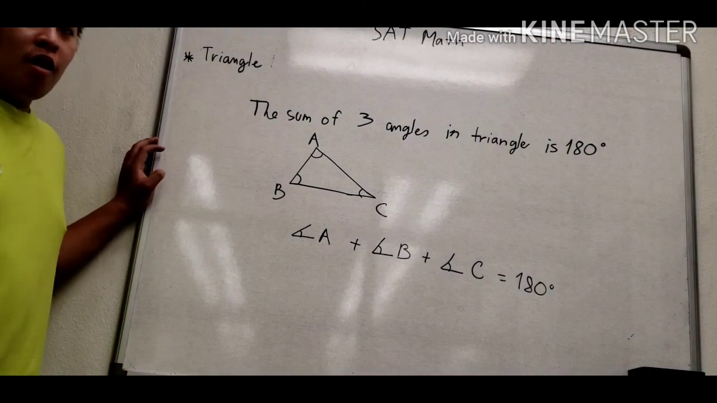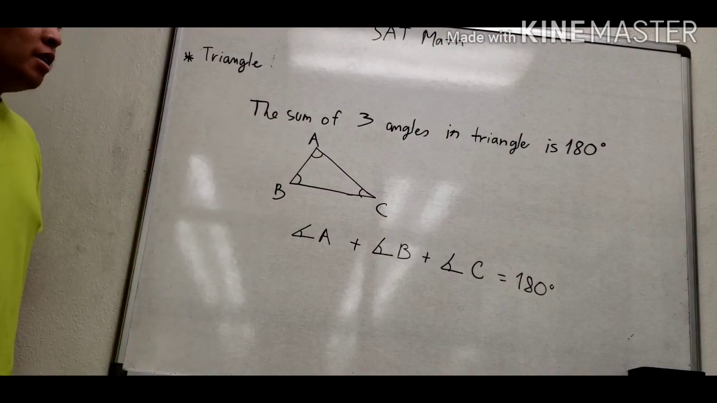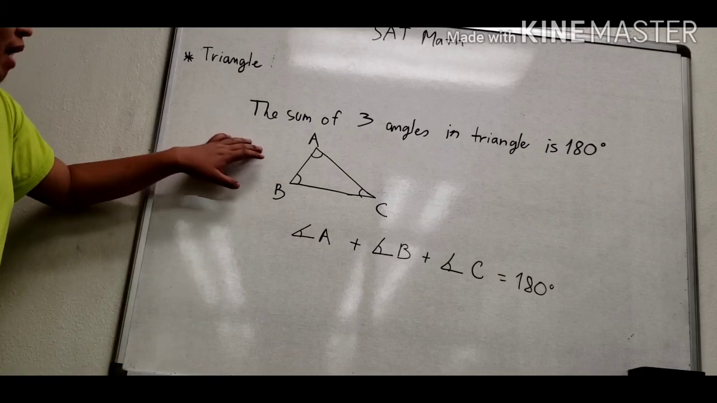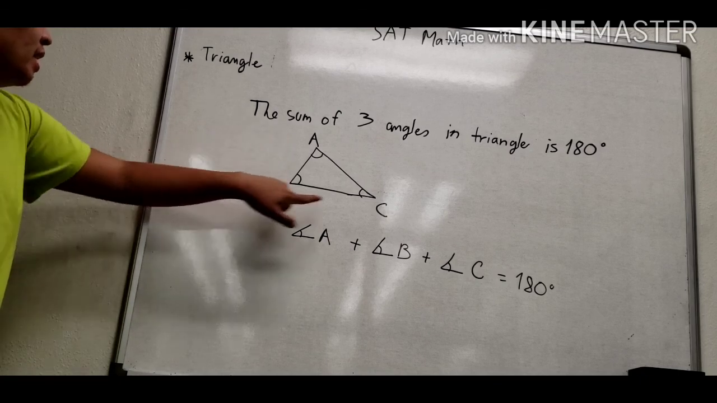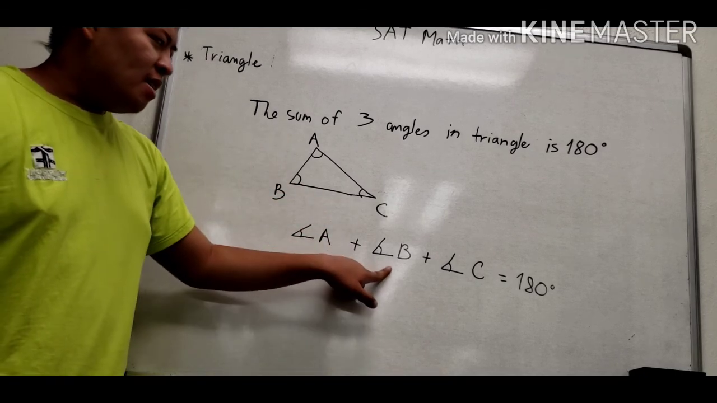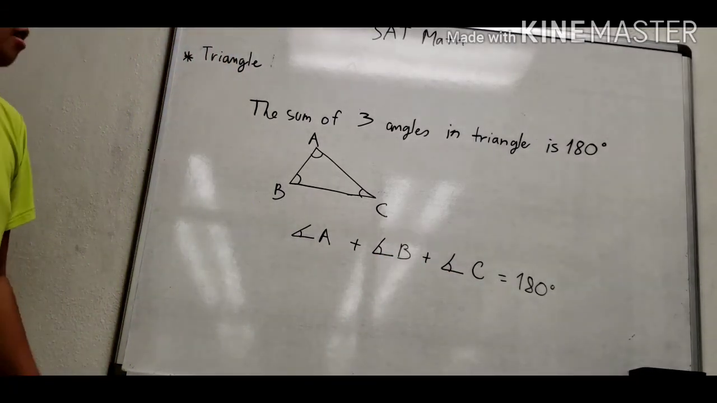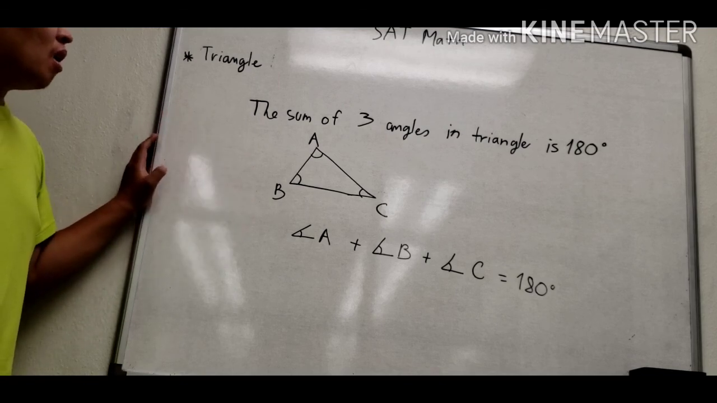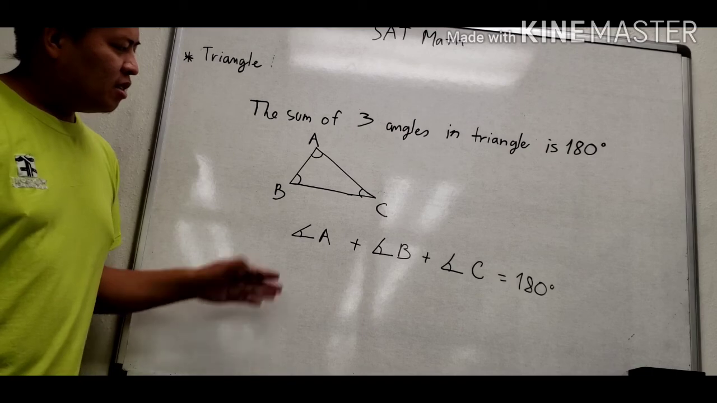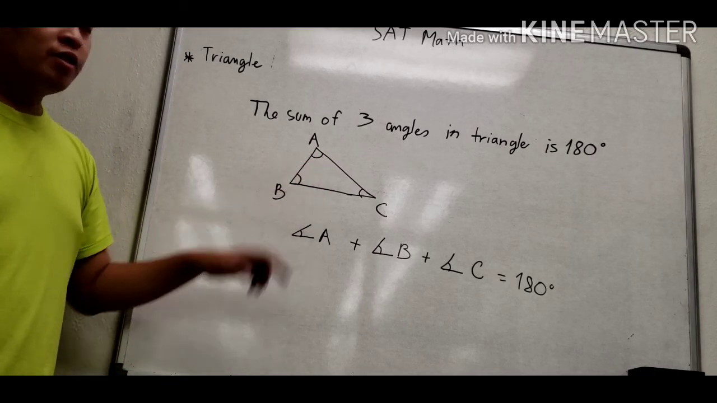The first formula of the triangle: the sum of three angles in a triangle is 180 degrees. For example, we have the triangle ABC. Angle A plus angle B plus angle C will become 180 degrees. So this is the first formula of the triangle. You need to learn about that, and it is so important to find the different angles in one triangle.